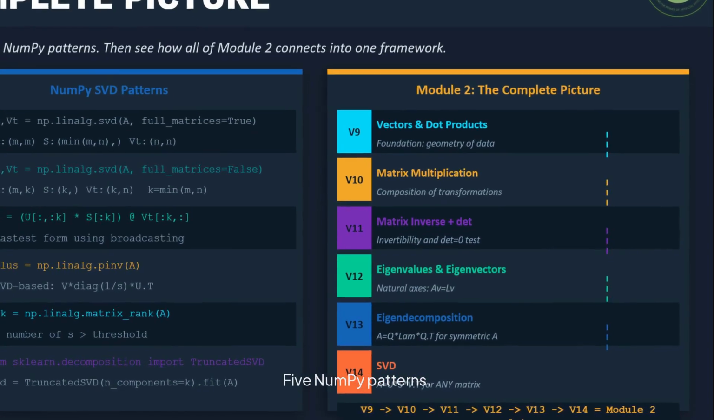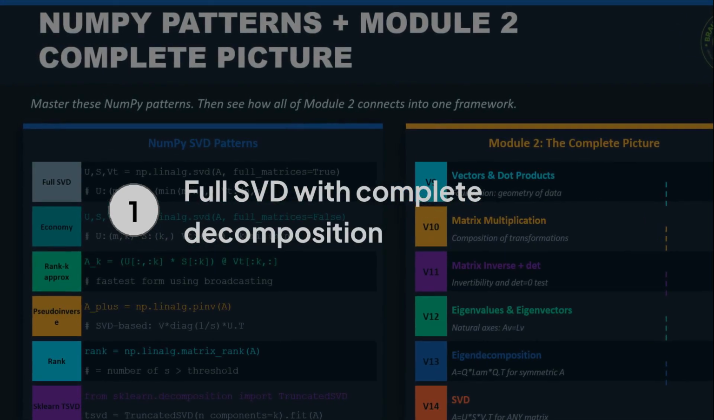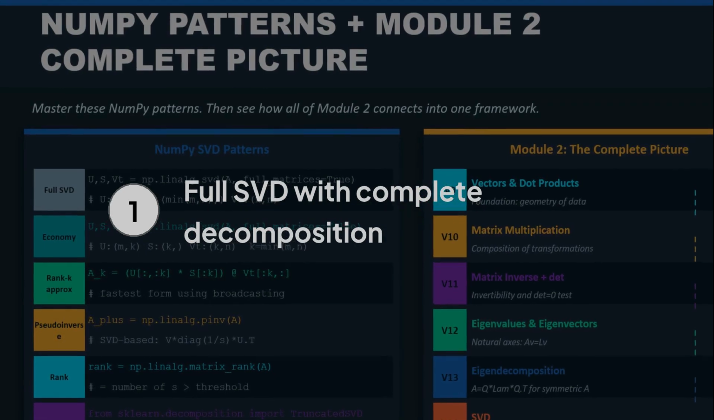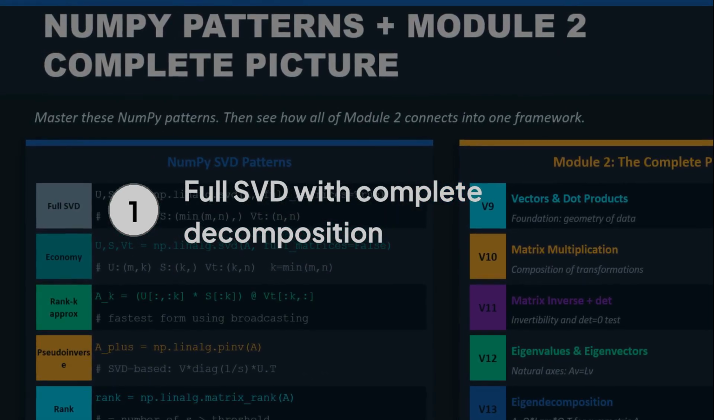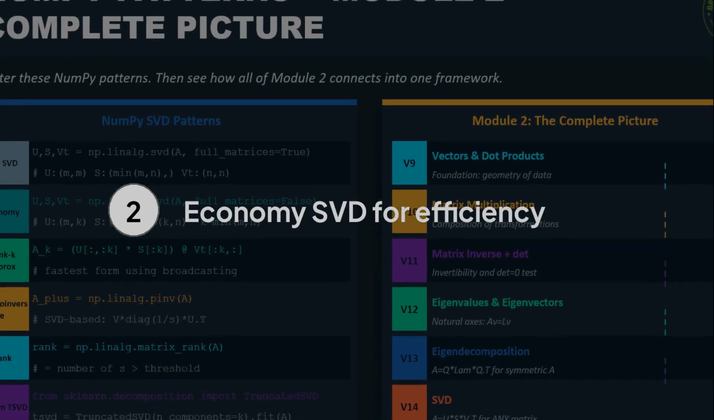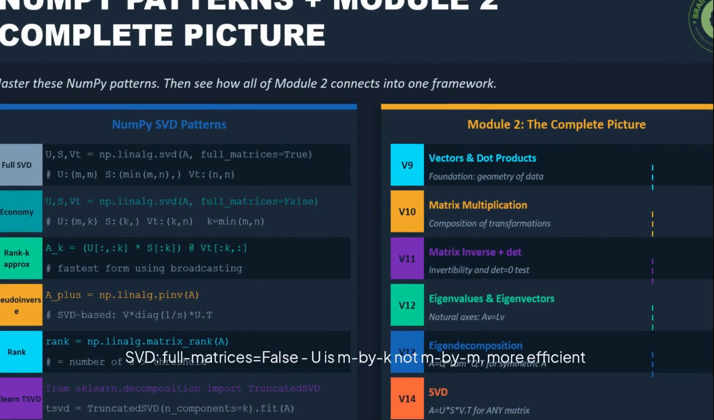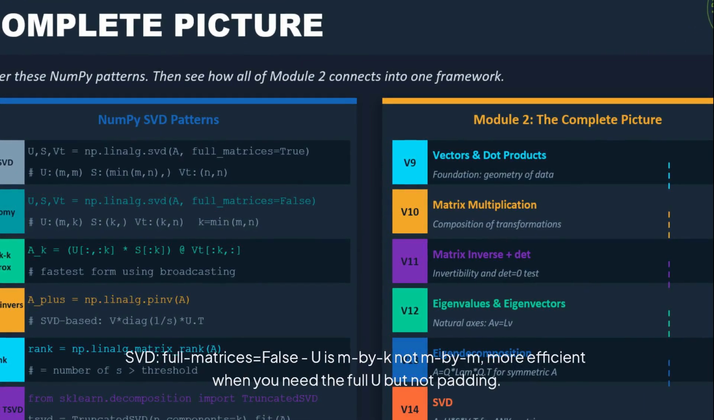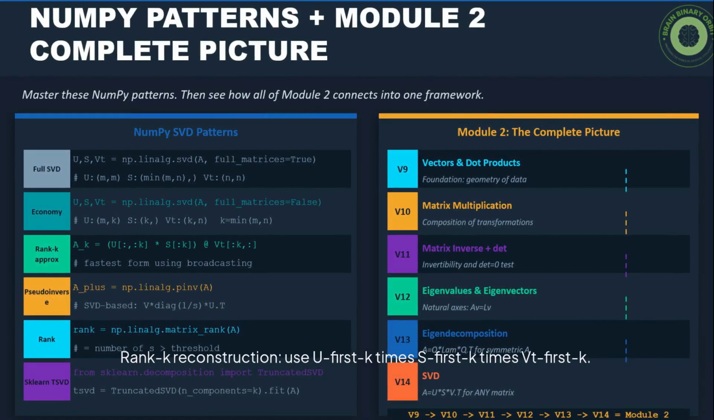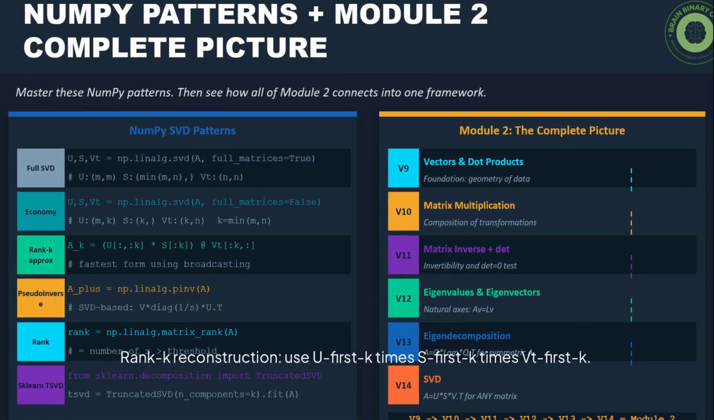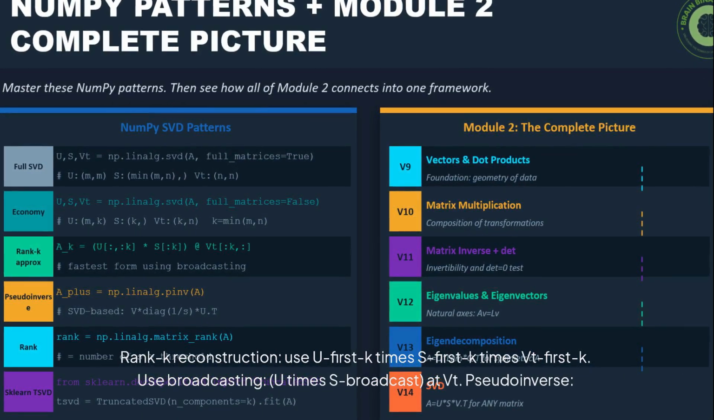5 NumPy patterns. Full SVD: U, S, VT equals np.linalg.svd(A, full_matrices=True) gives the complete decomposition. Economy SVD, full_matrices equals False: U is m by k, not m by m, more efficient when you need the full U but not padding. Rank k reconstruction: use U first k times S first k times VT first k. Use broadcasting: U times S broadcast, at VT.